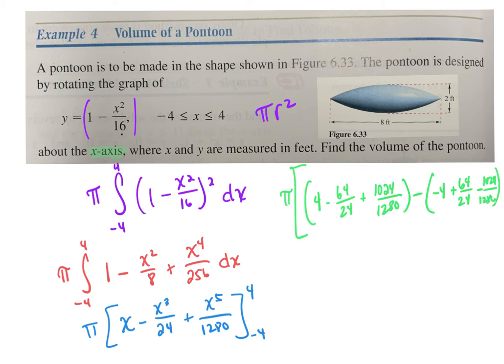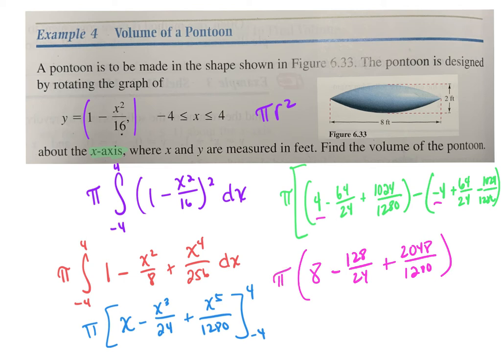4 minus -4. These are going to simplify to 8. -64 minus positive 64 is -128 over 24. Positive. That's going to be plus 2048 over 1280. That's up 2. All right.